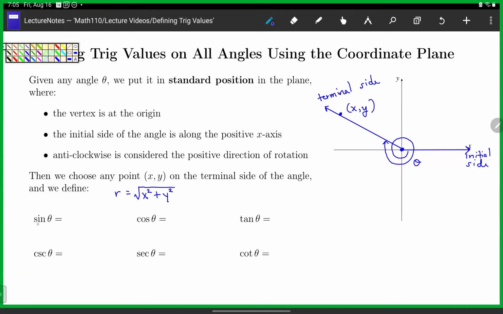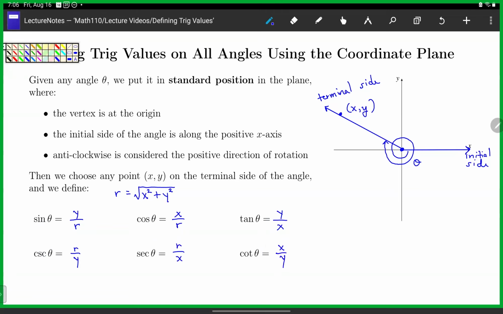We define the sine of theta to be y over r. The cosine of theta is x over r. The tangent of theta is y over x. The cosecant, so I aligned these up, is the reciprocal of sine, which is r divided by y. Secant is the reciprocal of cosine, which is r divided by x. And cotangent is the reciprocal of tangent, which is x divided by y.